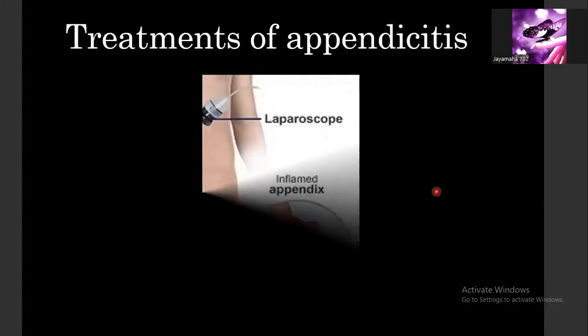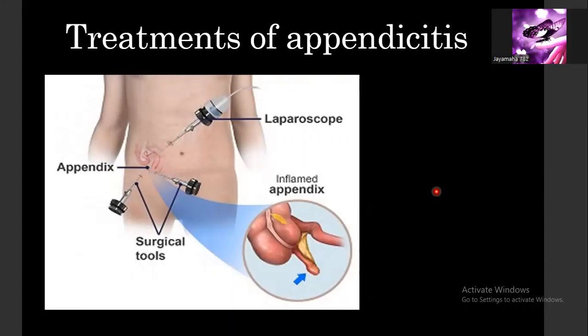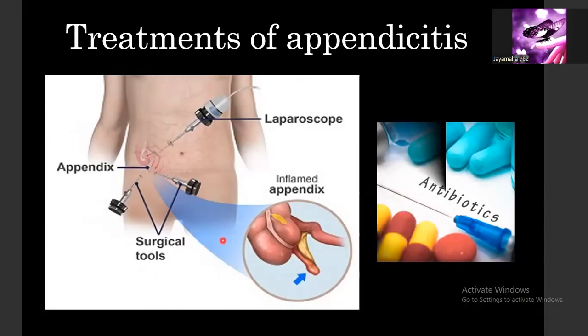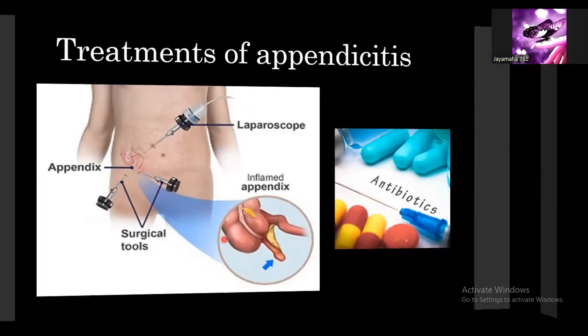Let's move on to the treatment of appendicitis. If appendicitis is not treated promptly, it will cause the rupture of the appendix. Medical treatment is an emergency case. Therefore, we go for the surgical removal of the appendix. That procedure is called an appendectomy. Now, you can understand what happens in appendicitis.